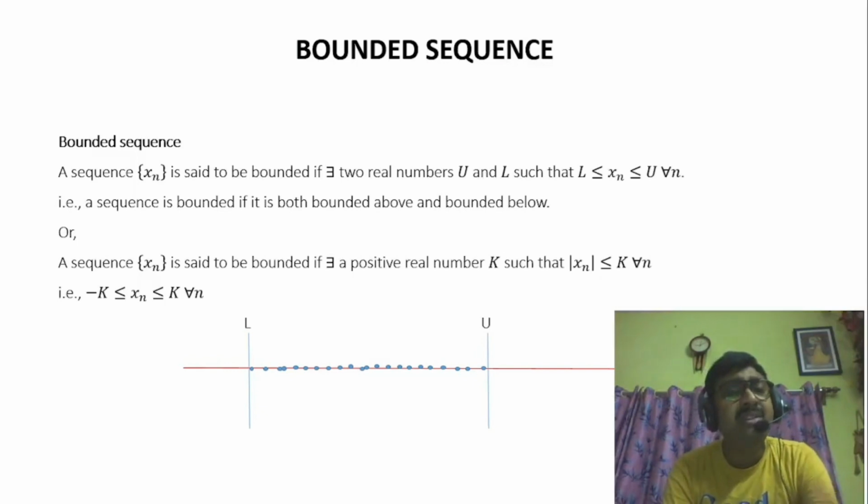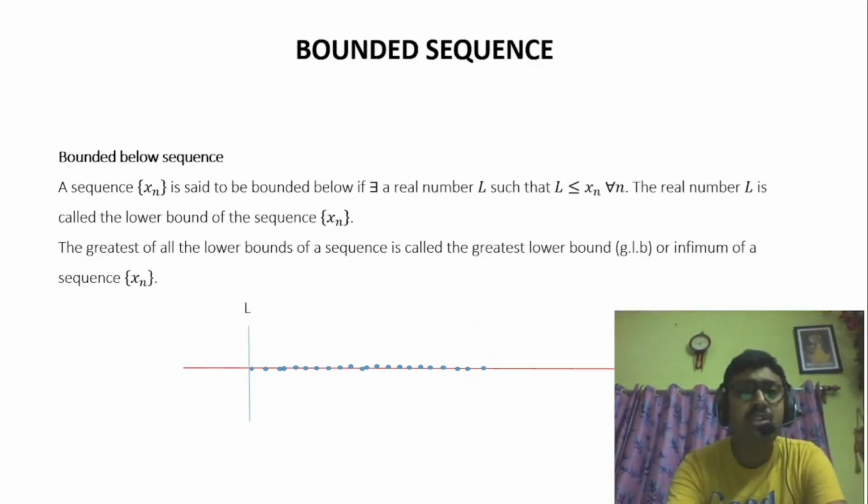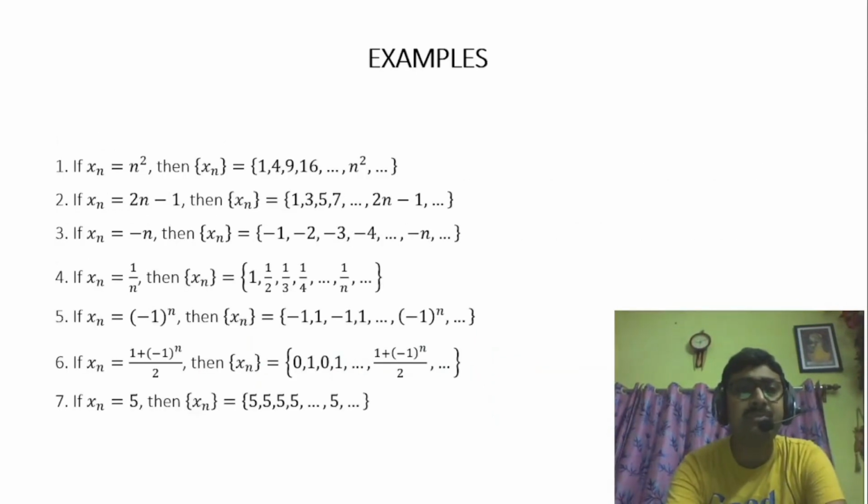Alternatively we can define a bounded sequence in another way. A sequence xn is bounded if there exists a positive real number k, look at that term, positive real number k, such that mod of xn is less than or equal to k for all n. So if we remove the mod sign, then we have minus k less than or equal to xn less than or equal to k. So it again has an upper and lower bound. That's why it is bounded. Clear?